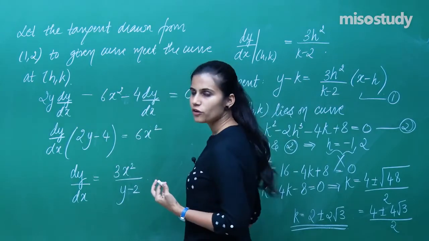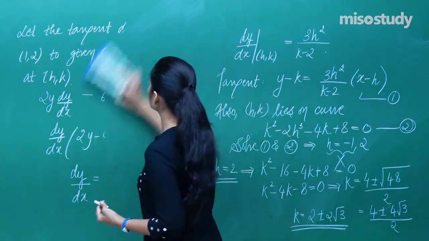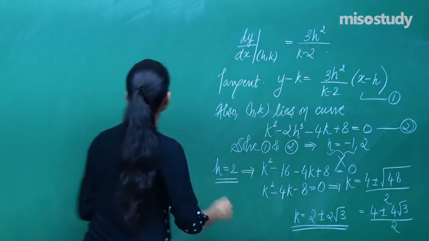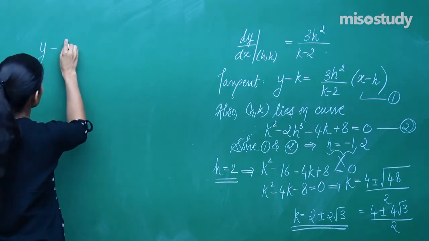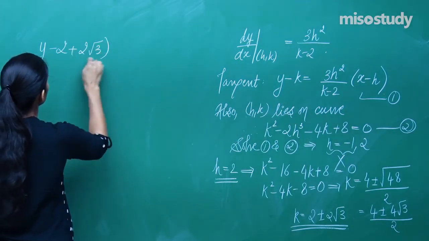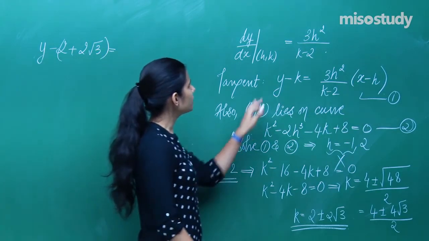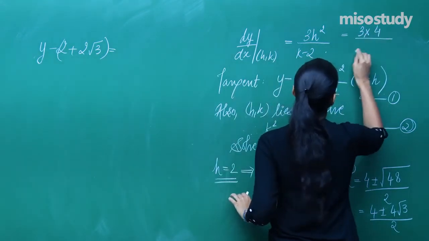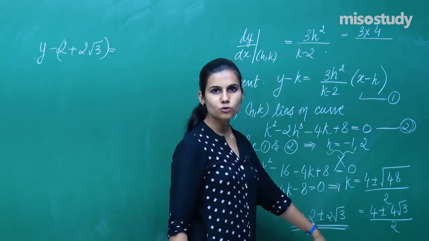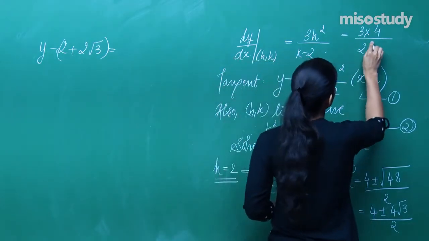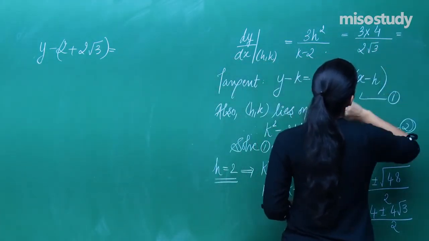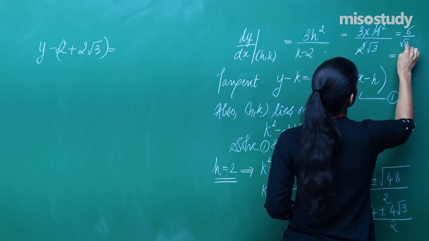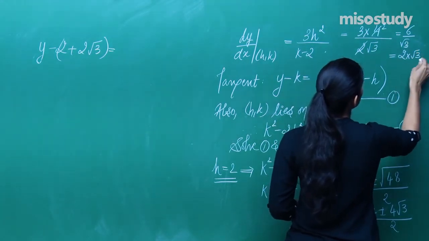Right? So corresponding to h equals 2, k is coming out to be 2 plus minus 2 root 3, and therefore what is the equation of the tangent drawn from 1 comma 2? It is y minus k, so y minus (2 plus 2 root 3) equals m. Now if I talk about m, it is 3h squared, that means 3 into h is 2 upon k minus 2. So 2 plus minus 2 root 3 minus 2 is going to just leave you with 2 root 3, and that gives you what? This gives you 6 by root 3. This is 2 into root 3, that is it.